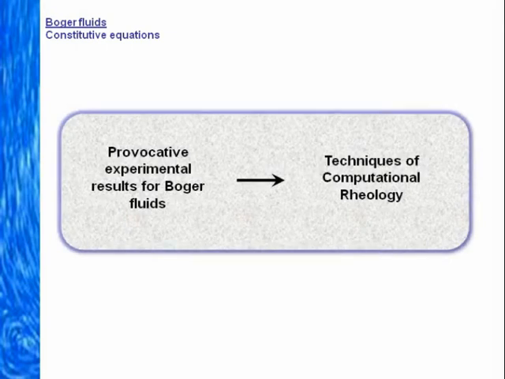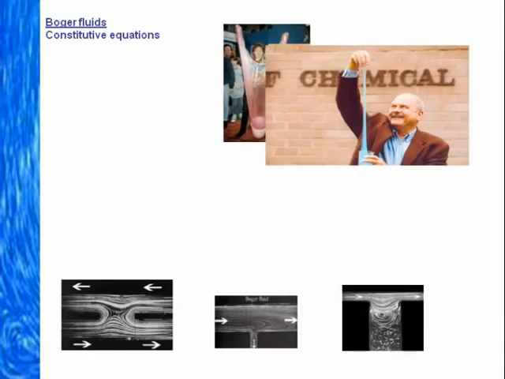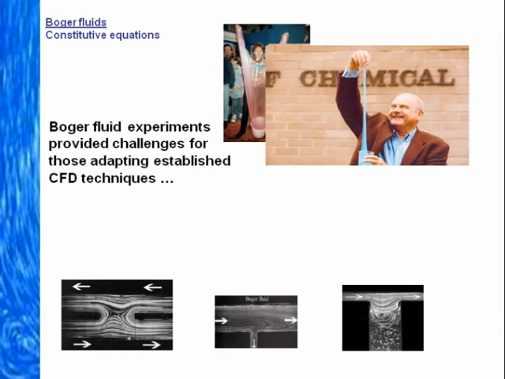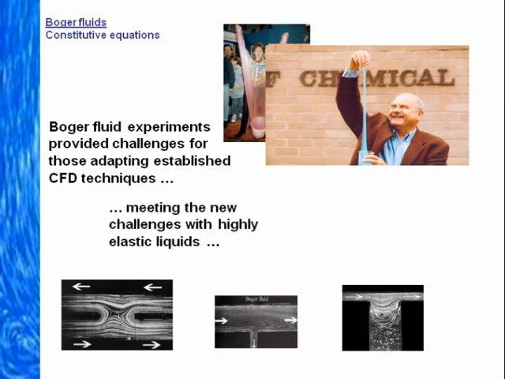As these provocative experimental results for Boger fluids began to appear in the literature, there was a natural attempt to simulate them theoretically and computationally using the techniques of computational rheology. Interestingly, a surge of interest in this field took place at about the same time the Boger fluid experiments began to be widely known, and the experimental results provided an obvious challenge for those who were attempting to adapt established CFD techniques to meet the new challenges provided by highly elastic liquids flowing in complex geometries.